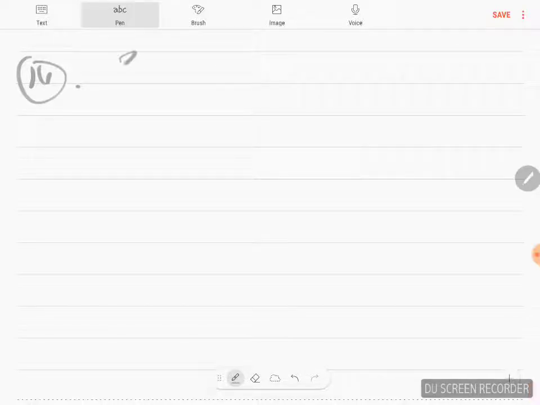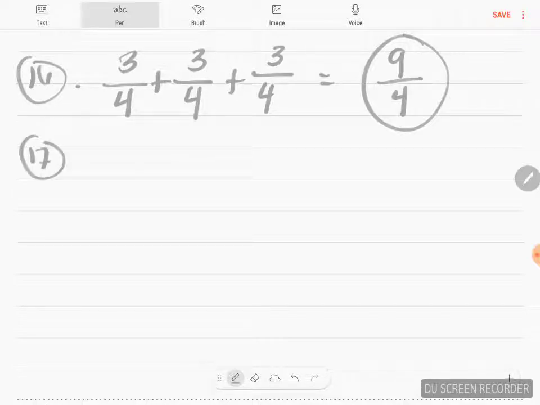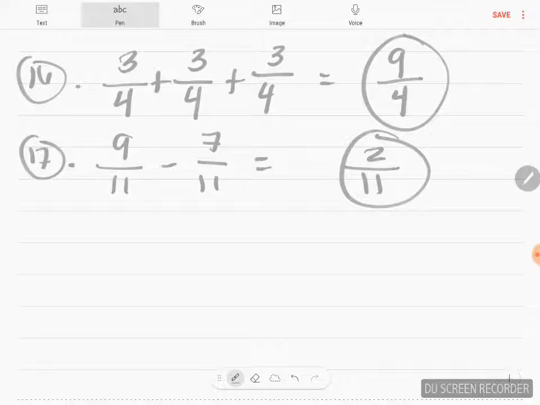16. We're just simplifying. Because the common denominator is the same, I can solve this problem. I can keep it all the same. So our common denominator is 4. 3 plus 3 is 6, plus another 3 is 9. That's your answer. 17. 9 over 11 minus 7 over 11. Because the common denominator is the same, I can solve this problem. 9 minus 7 is 2. That's your answer.